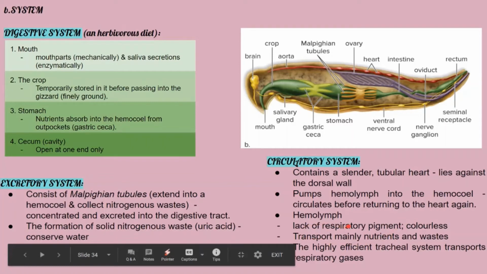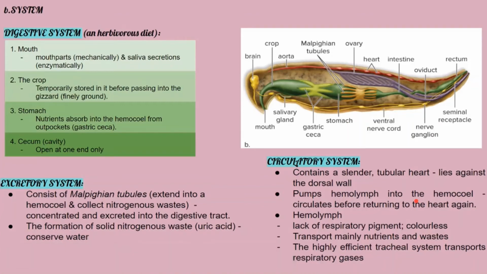Other than that, hemolymph also transports mainly nutrients and wastes, and the highly efficient tracheal system transports respiratory gases.